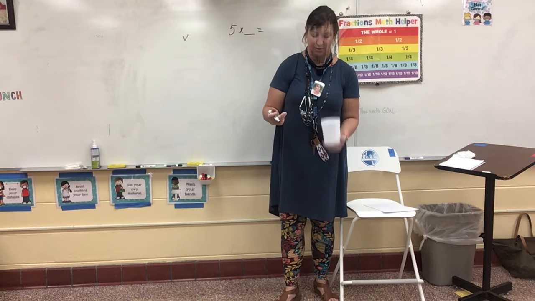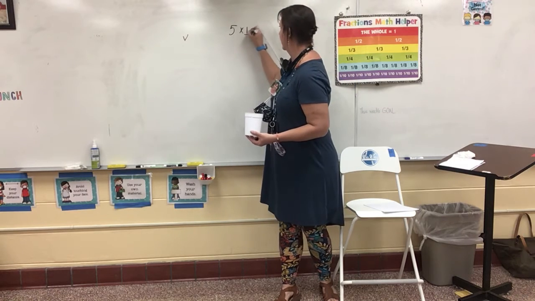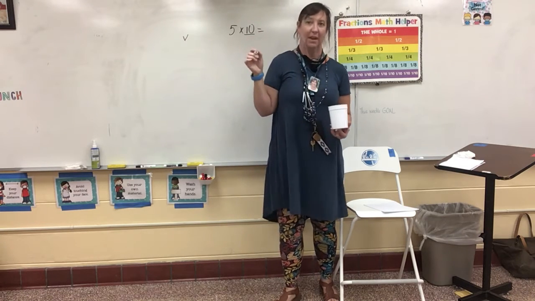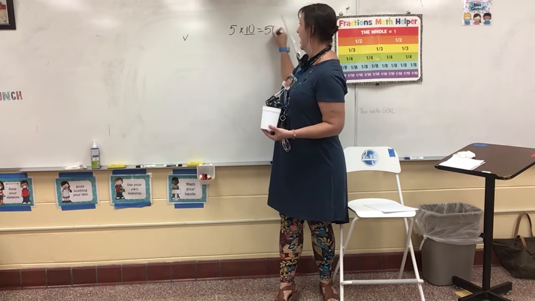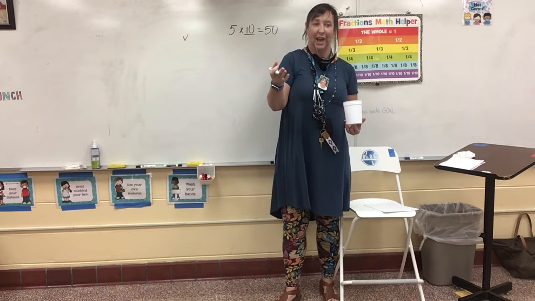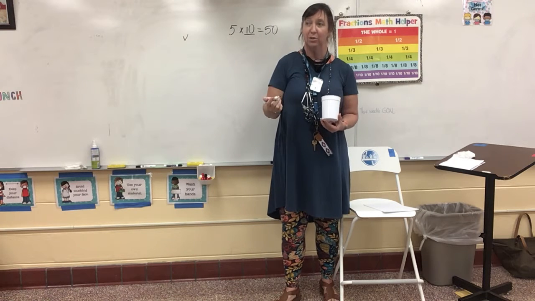So my next number was 10. And so if I multiply 5 times 10, what do I get? 50. Very good. And so I would have 50. My partner will do the same.